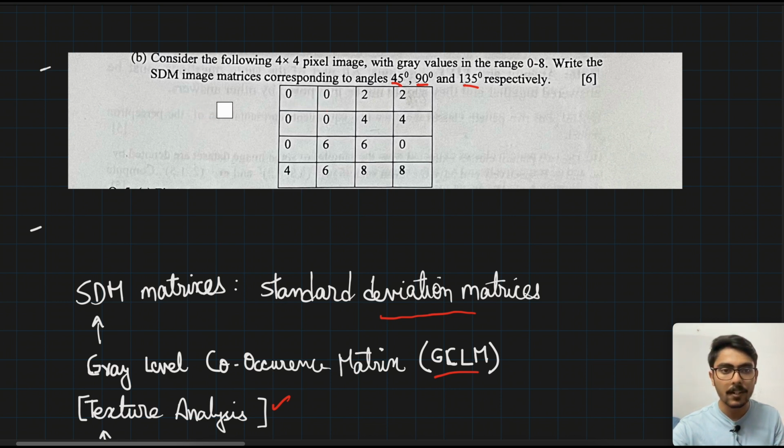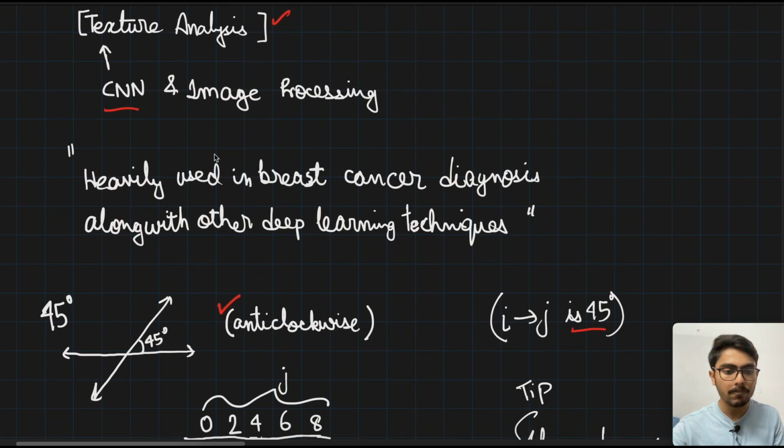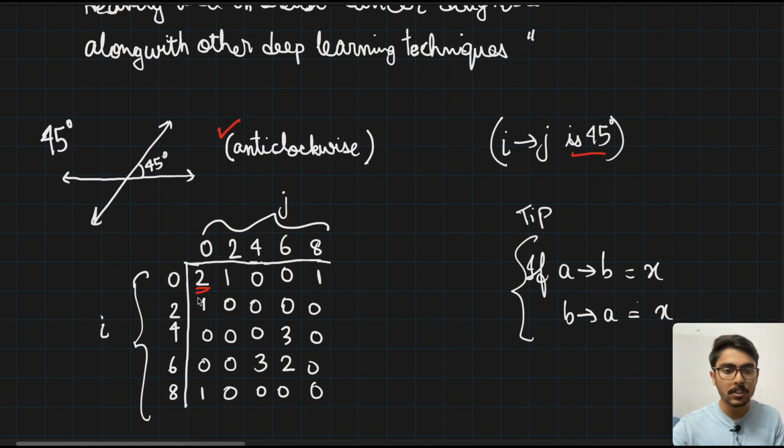If we take this one as i and this one as j, we get one pair that has a 45 degree angle in between. Now if we take this one as i and this one as j, then we again have a 45 degree angle. So we have 1 plus 1, so the net total is 2. That is why you see the pair 0, 0 will have the value 2 in the SDM matrix. You see the value is 2 here.